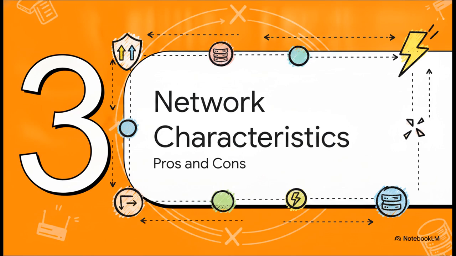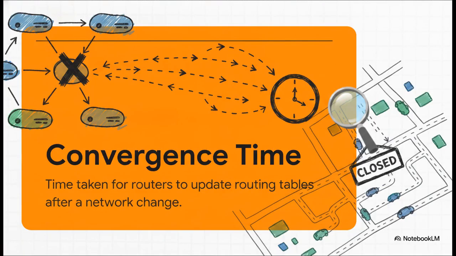Let's jump into section 3, key network characteristics. It's time to weigh the pros and cons. A massive factor here is convergence time. That's just the time it takes for routers to update their tables after the network topology changes. Think about our driving analogy from earlier. When a major road closes downtown, how long does it take for the entire city to find out and actually adjust their routes? Because distance vector relies entirely on that neighbor-to-neighbor word-of-mouth system, convergence can honestly be quite a bit slower compared to link state protocols.